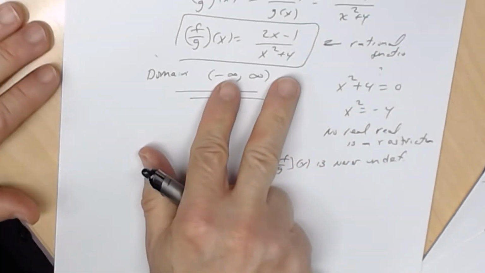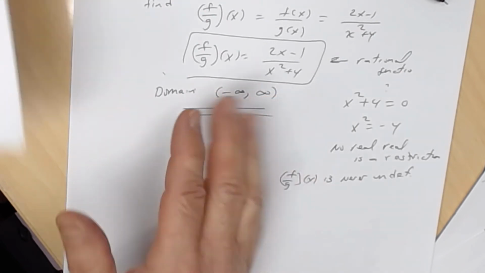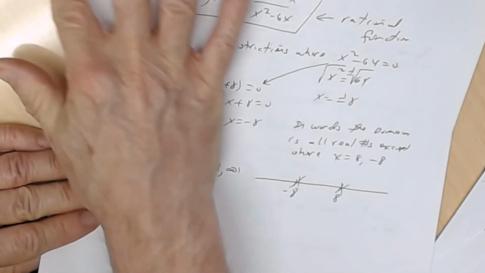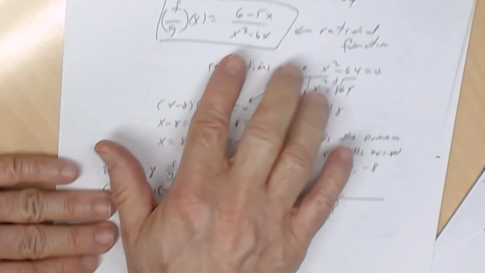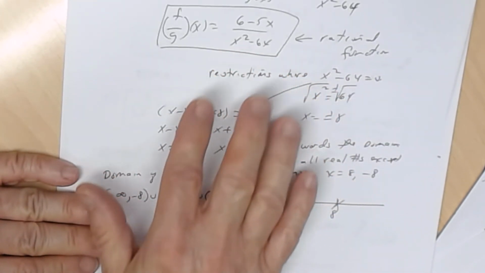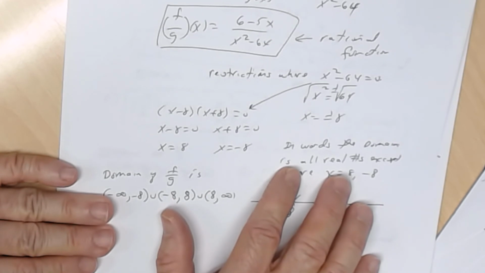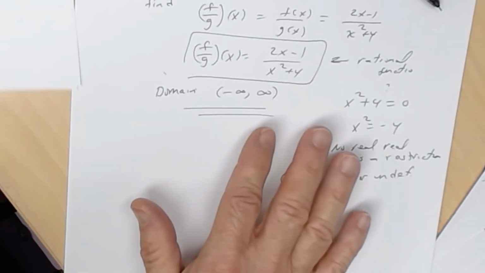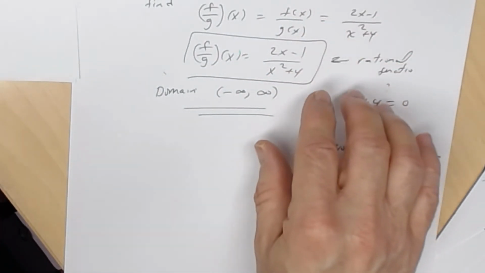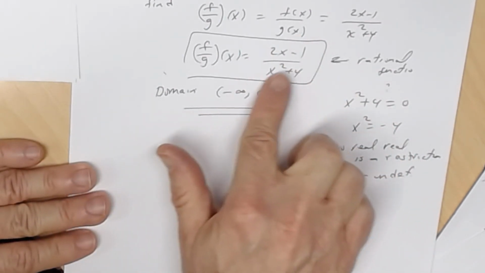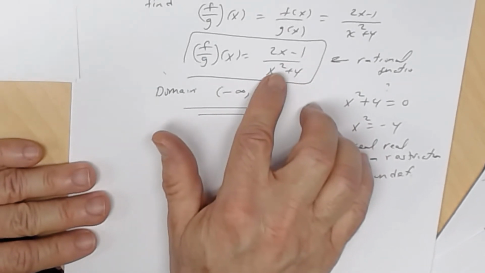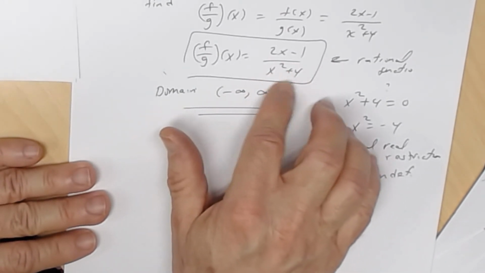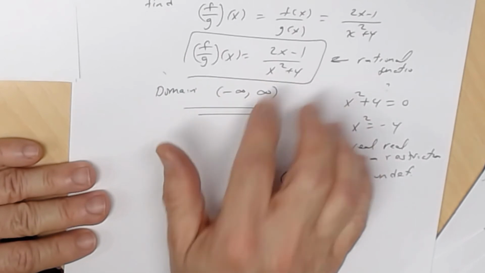So I just wanted you to see this, because I didn't want you to think, based on our previous discussion, that there's always going to be a restriction in your rational function. I don't want you to think that. You will not get a restriction if you can't find a value of x that makes the denominator 0 right here.